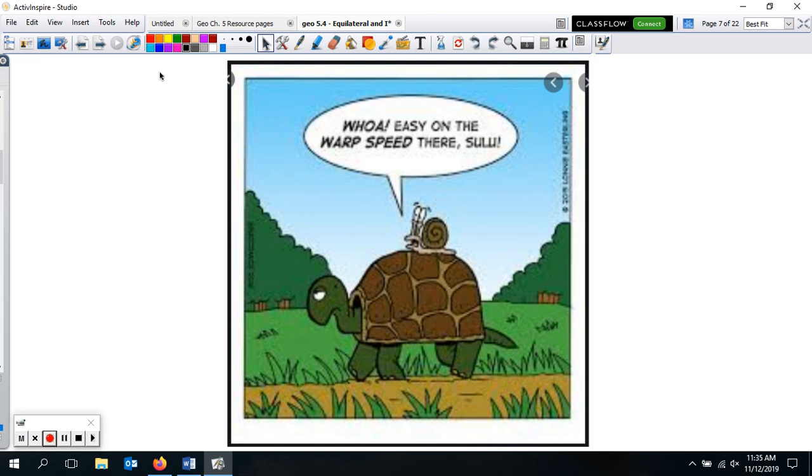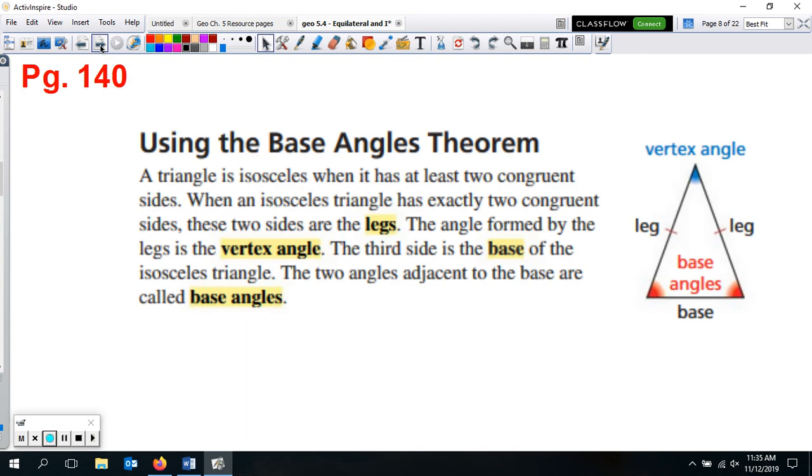All right, let's get into our lesson now for our vocabulary on page 140. So we see these 4 vocabulary words on 140. You want to go ahead and just copy them down. You can even draw out this triangle and then label everything, and that's pretty much what it is.